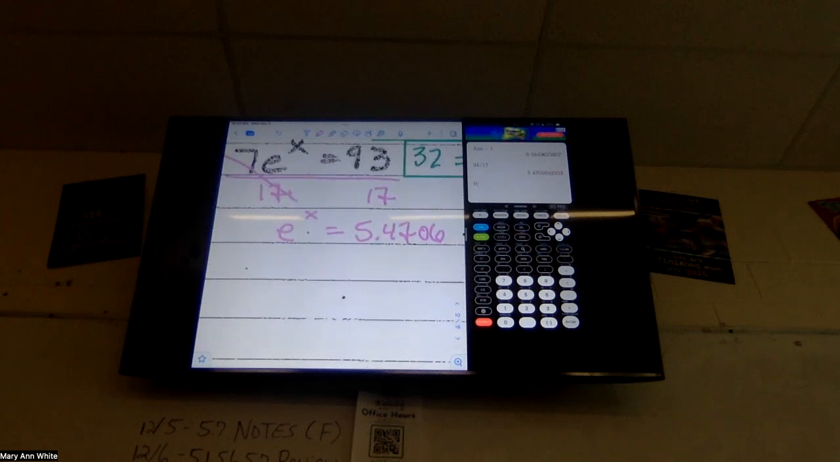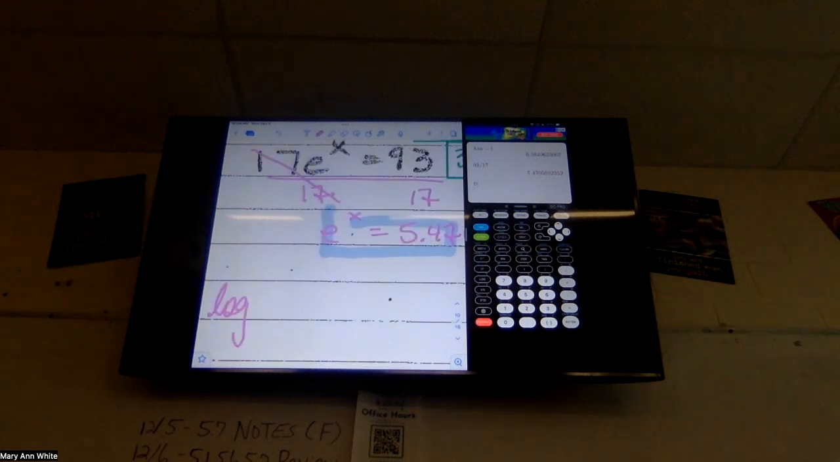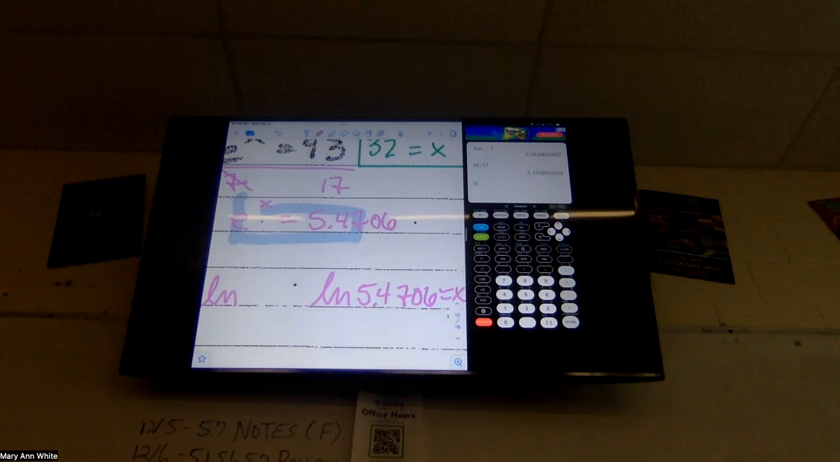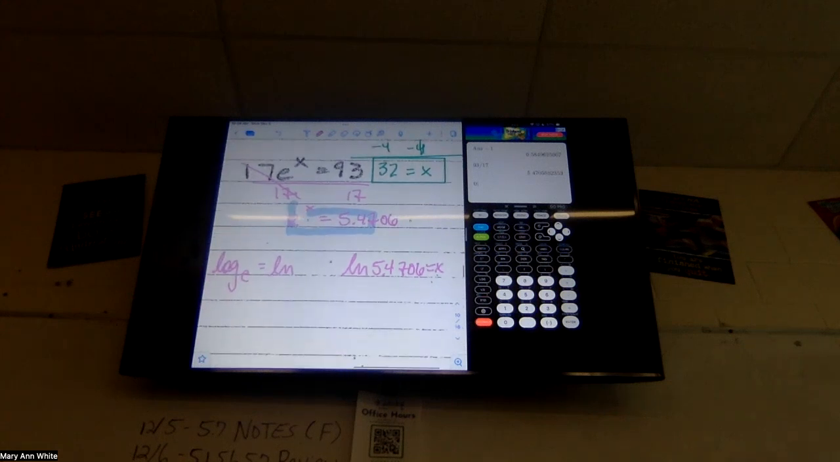All right, now I'm going to log roll this. I'm going to say log base e of 5.4706 equals x. What is log base e the same thing as? ln. ln, natural log. So it's ln of 5.4706 equals x. I had some of us on the quiz do ln and write base 10. No, it's base e. Base e.